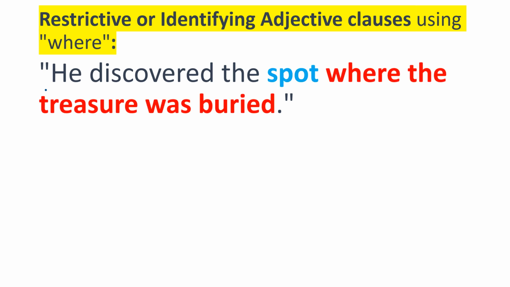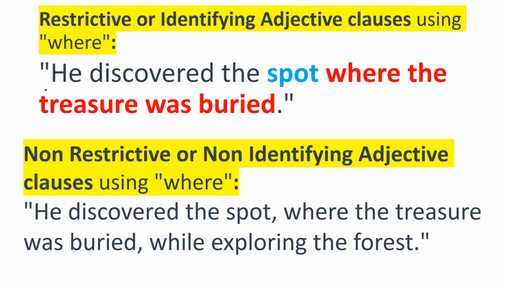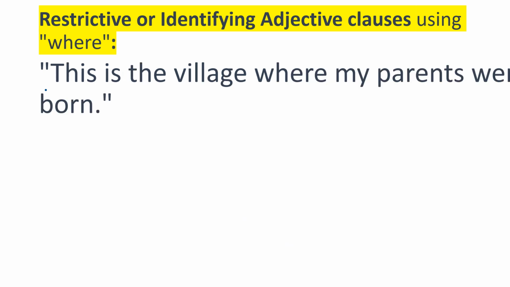Where the treasure was buried is the adjective clause, and the noun it's referring to is the spot. It acts as a non-restrictive or non-identifying adjective clause in this sentence. He discovered the spot where the treasure was buried while exploring the forest. This is the village where my parents were born.